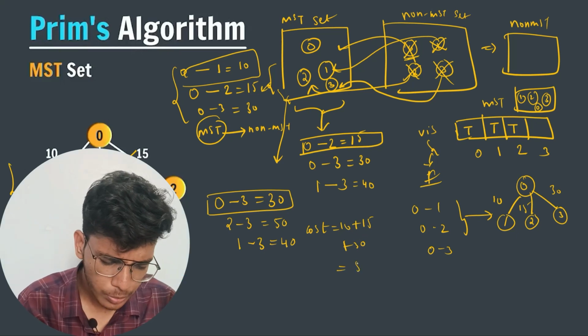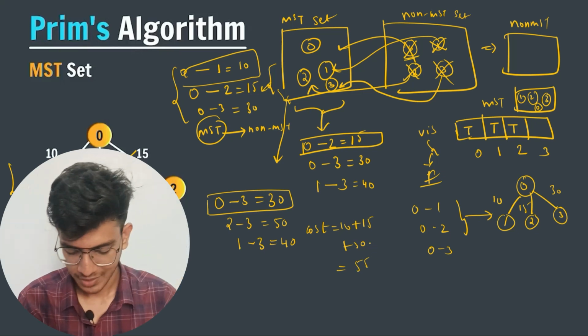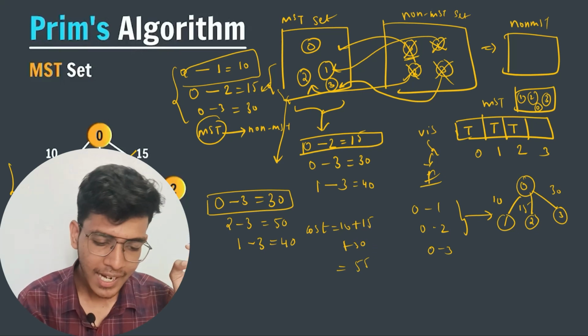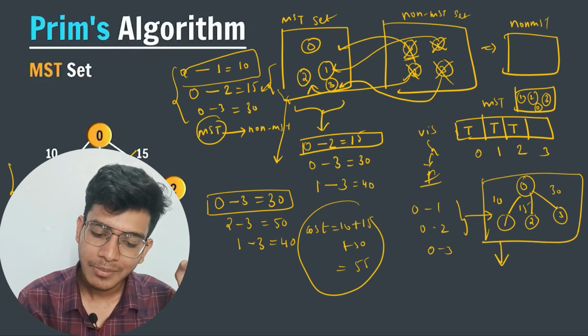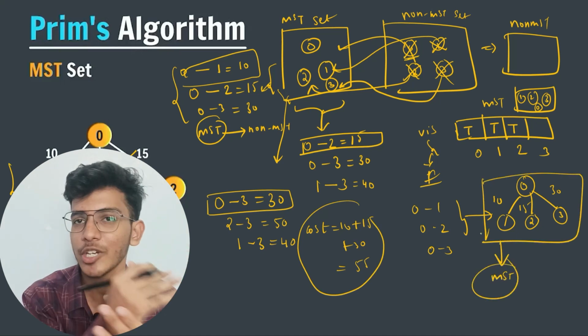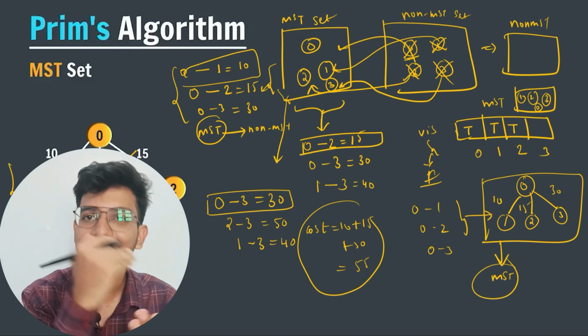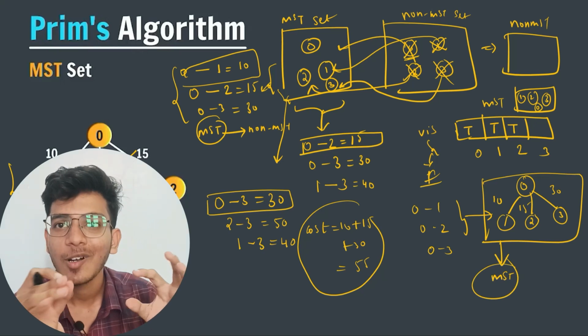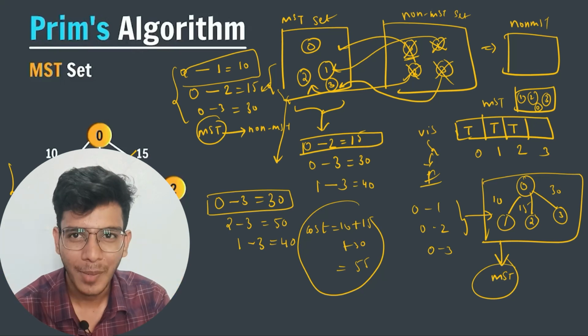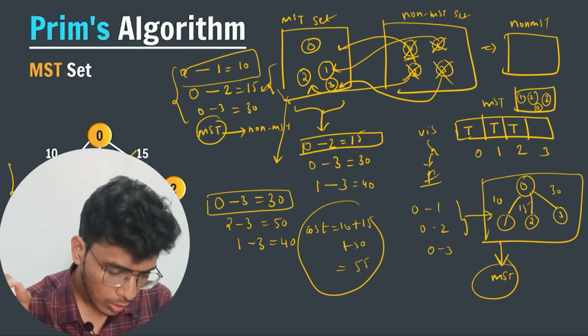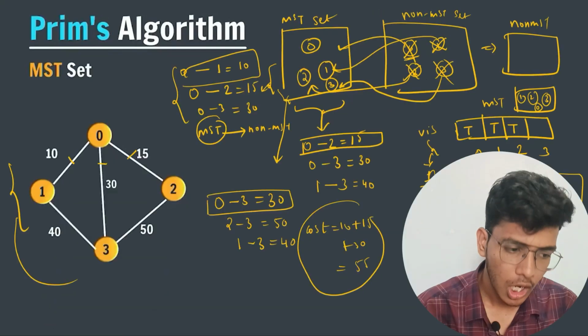25 plus 30. This will give me 55 as my output, right? And this structure is my minimum spanning tree structure, and this is the working of Prim's algorithm. I hope you got the working of Prim's algorithm, at least the basic premises of it. Now let us talk about the approach of Prim's algorithm.